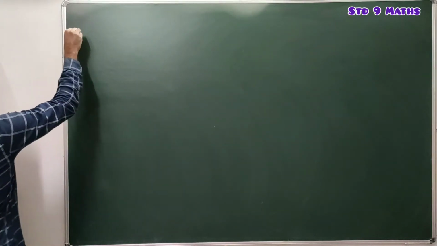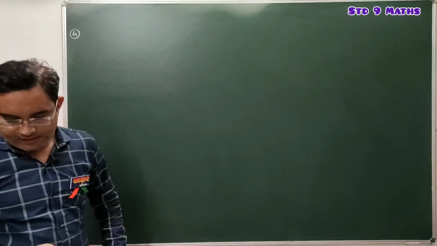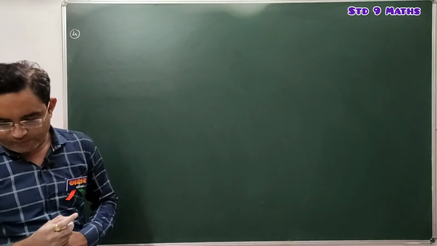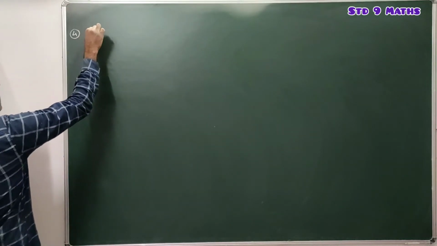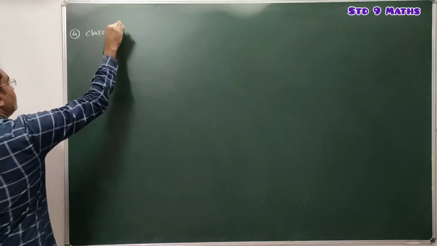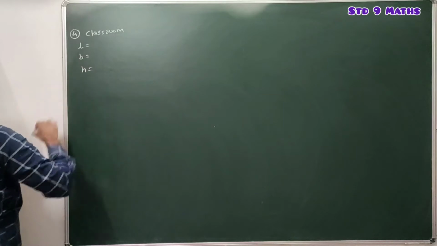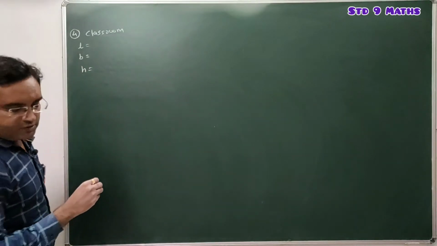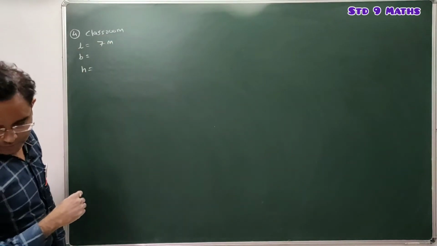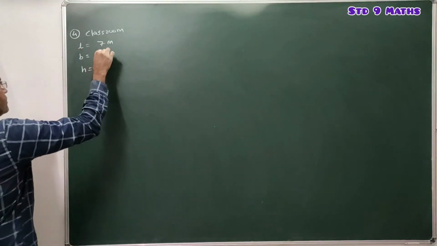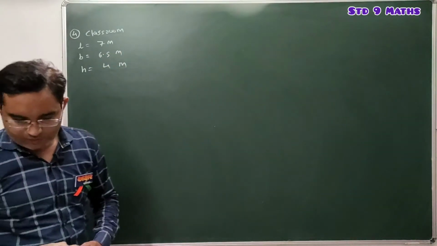Okay, students, now question number 4. So here the question is, a classroom is 7 meter long, 6.5 meter wide and 4 meter high. Classroom is given. Again, the classroom is in the shape of a cuboid whose dimensions are given. Length, breadth and height of the classroom are given. Only one classroom is there. So length is 7 meter. Breadth of classroom is 6.5 meter and height of the classroom is 4 meter. These are the dimensions of the classroom.